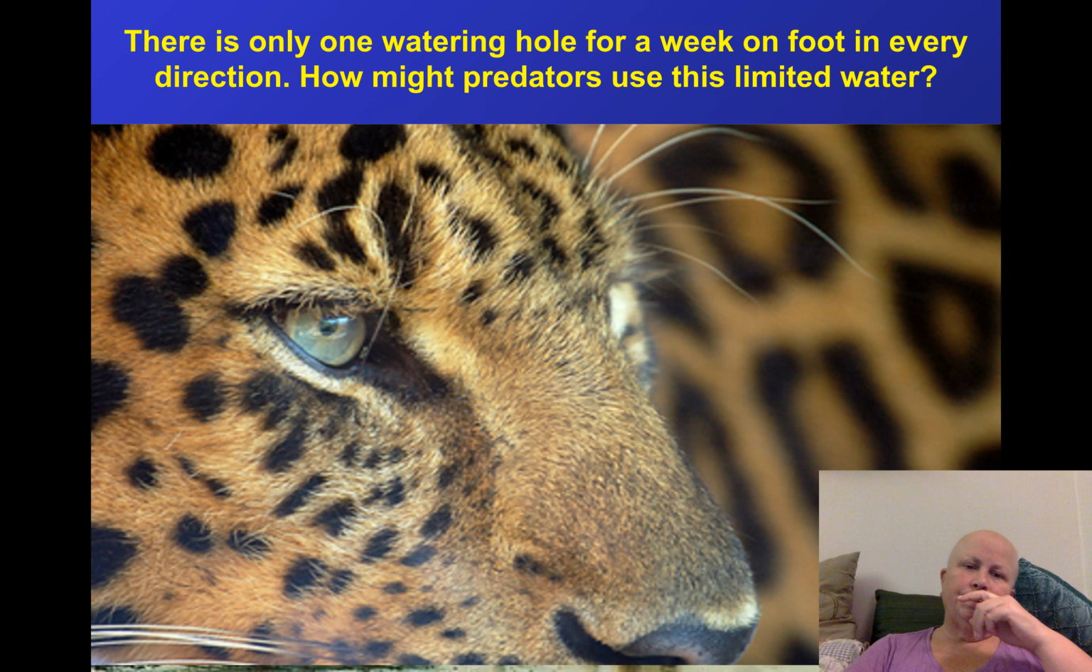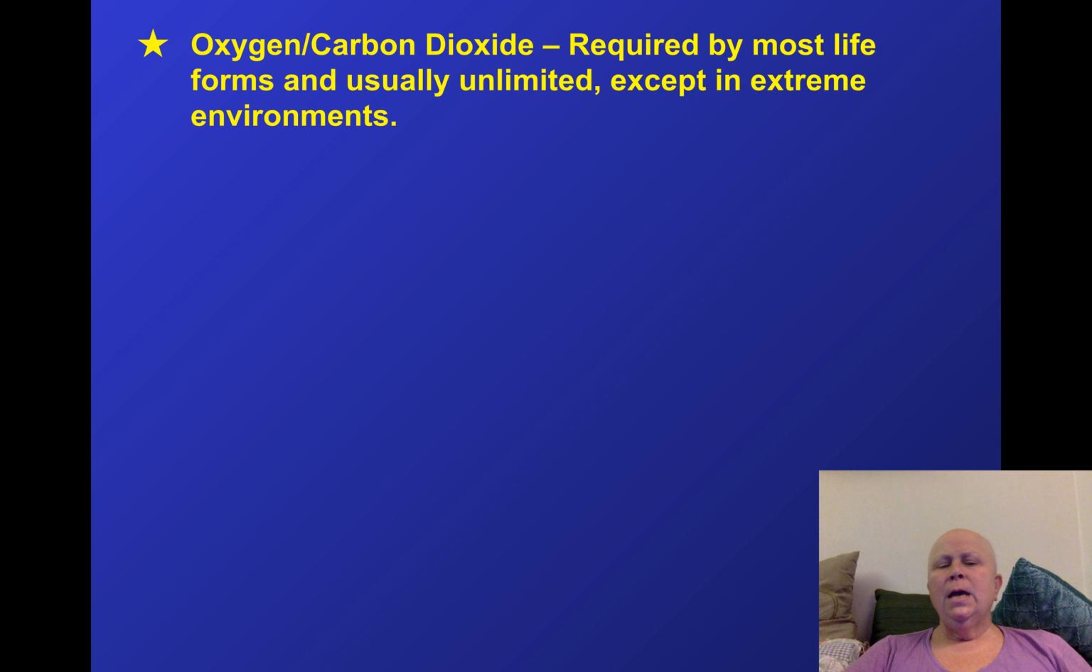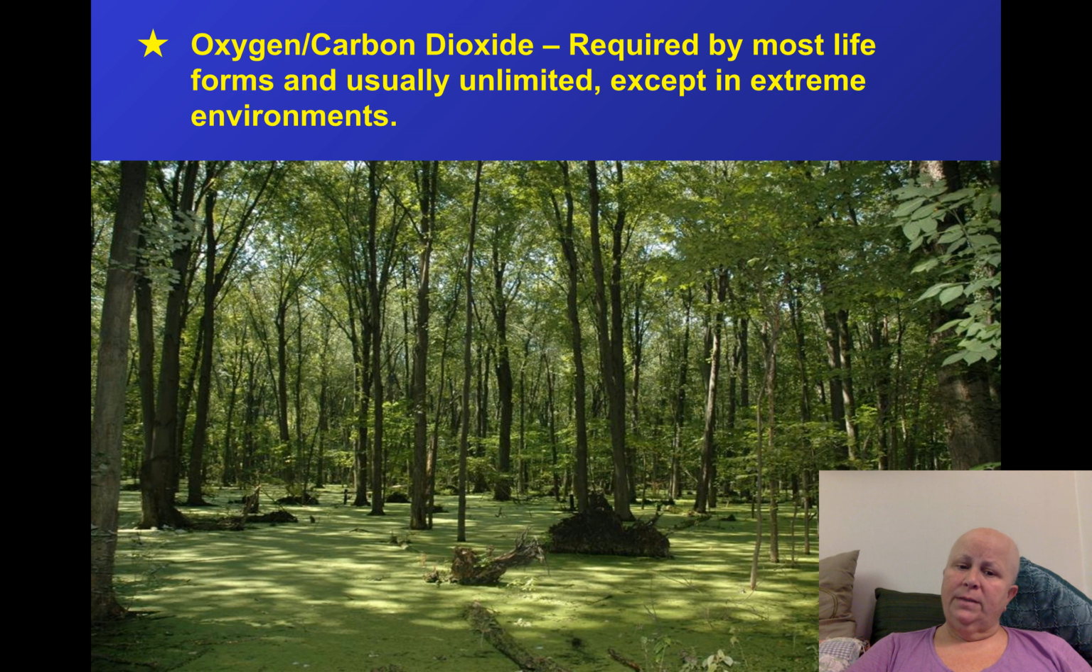Okay, another limiting factor is oxygen and/or carbon dioxide, depending on the organism. One or both is required by almost every life form, and it's usually unlimited except in some extreme environments. I want you to think about the water testing that we did and look at this swamp. How much oxygen do you think is in this water? And we'll talk about this a little bit in class too.